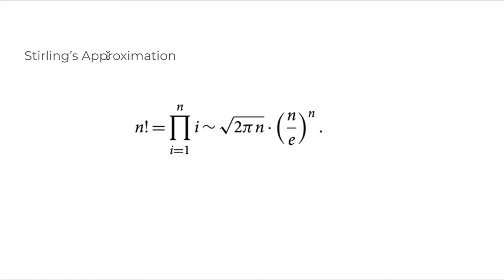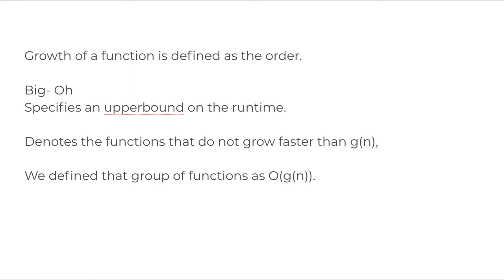Something that you need to know also is that factorial n can be written in this format. You will have this in the textbook if you do a small reading, where n factorial can be written as the product of all i's from 1 to n, which is equivalent to square root of 2 pi n times (n upon e) raised to n. You'll have a discussion in the textbook for this as well.